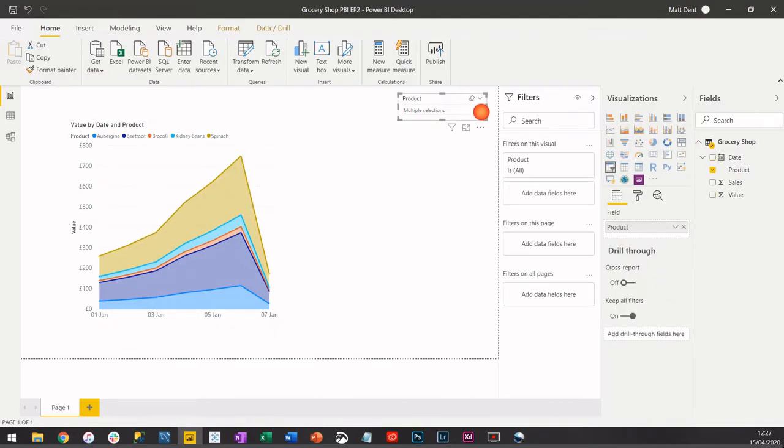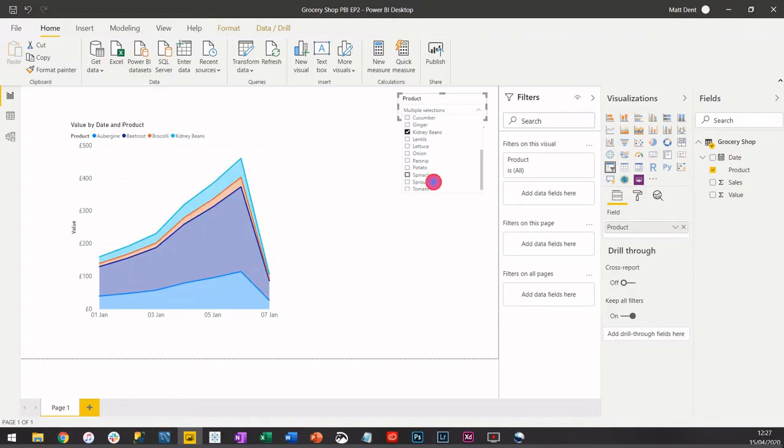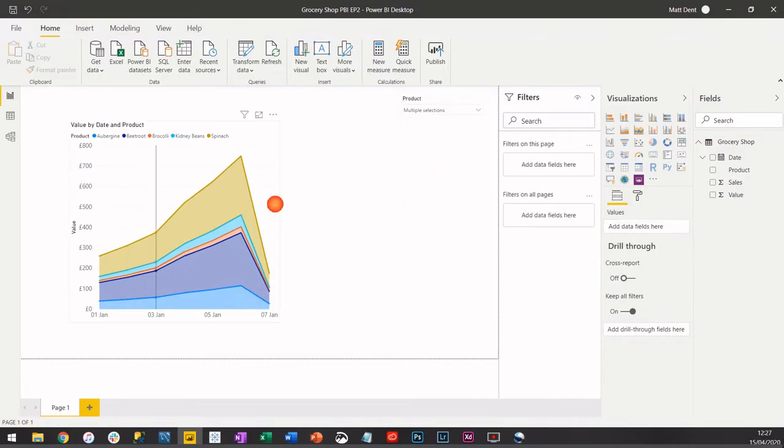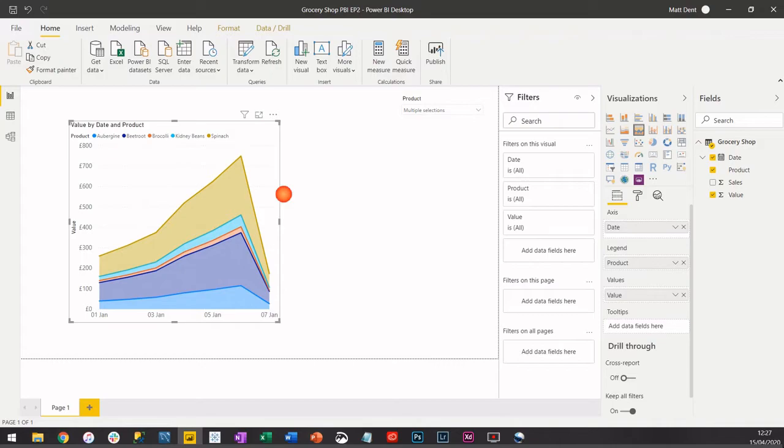So if I were to take away, using my slicer, spinach, you can see our total is now at around £450. So this is a really good chart to use to see how things are changing over time as lines, but because it's an area stacked, we can see how those are cumulatively adding together.